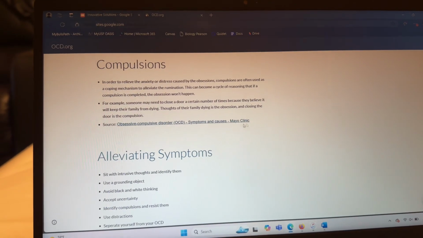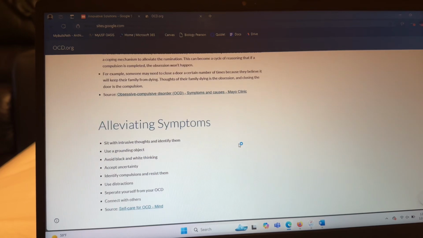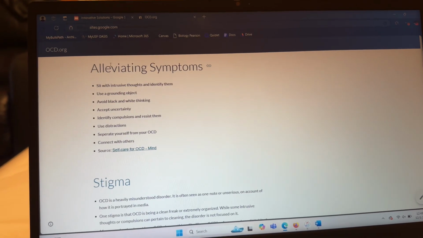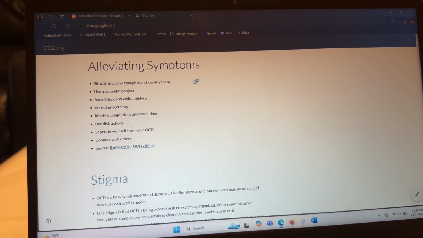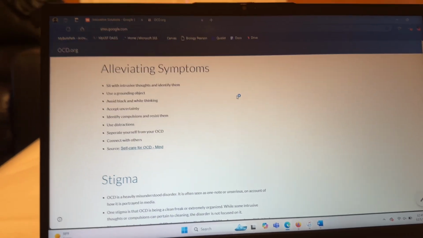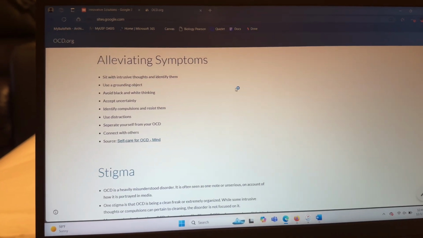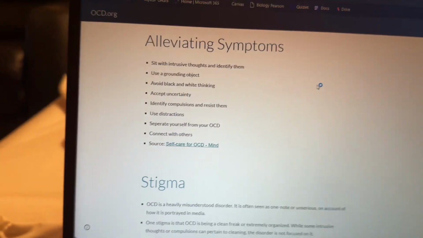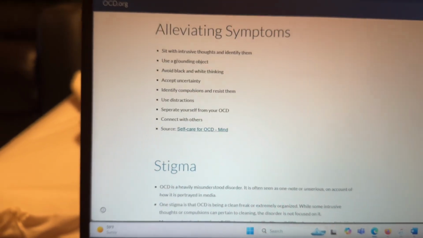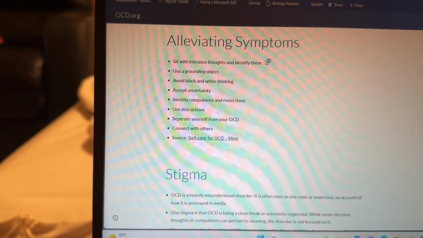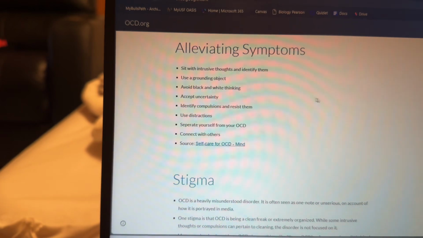So then I also included the same site here to get more information. And then I also wanted to include some stuff about alleviating symptoms because a lot of sites just state the information and they don't really help. So I included some solutions here. These won't really help fully, but they can help somewhat.